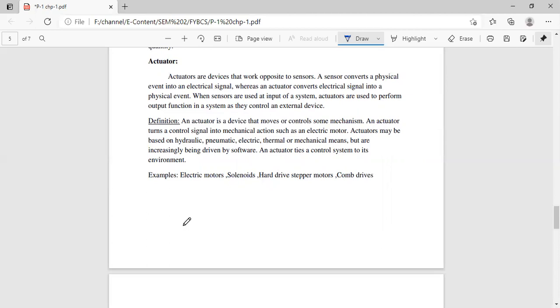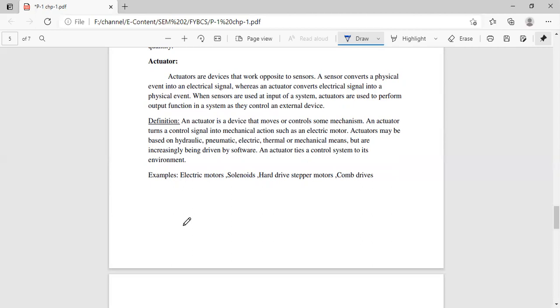It will convert the electrical signal back into the physical quantity. Now what is the definition of an actuator? An actuator is a device that moves or controls some mechanism. An actuator turns a control signal into a mechanical action, such as an electrical motor. Actuators may be based on hydraulic, pneumatic, electric, thermal, or mechanical means, but they are increasingly being driven by software. An actuator ties a control system to its environment. So this is the definition of the actuator.